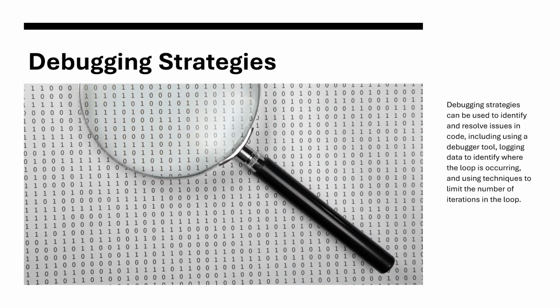Debugging strategies. Debugging strategies can be used to identify and resolve issues in code, including using a debugger tool, logging data to identify where the loop is occurring, and using techniques to limit the number of iterations in the loop.